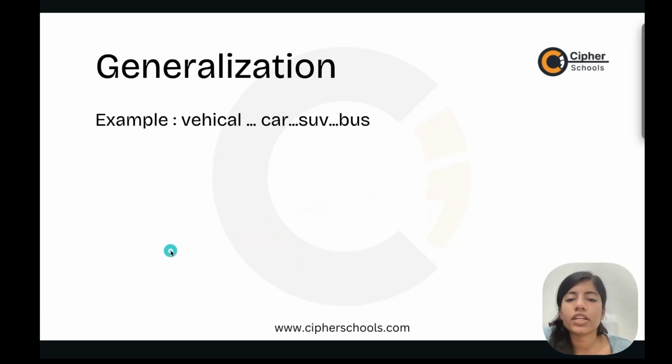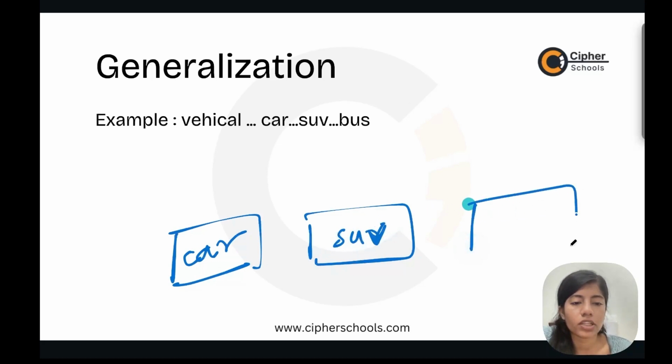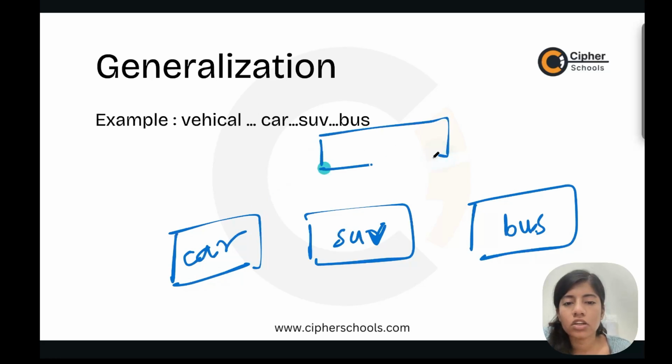So if in my database somewhere I have some entity called car, then I have some other thing where I have details about XUV, or I have details about bus. But later I thought that all of these have some common attributes between them. So to avoid storing the data of these common attributes again and again in all these different entities, it's better if I merge them into a general entity and call it vehicle. So if I go the other way, I'm implementing generalization here.